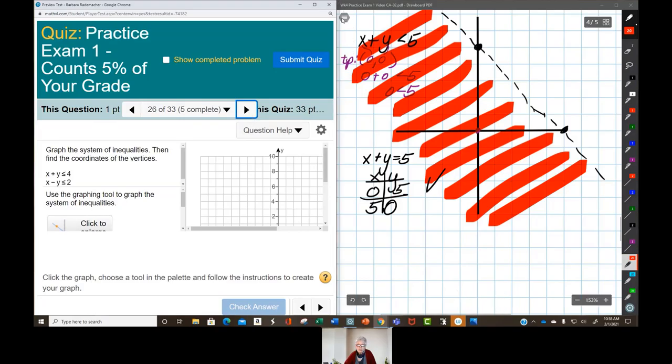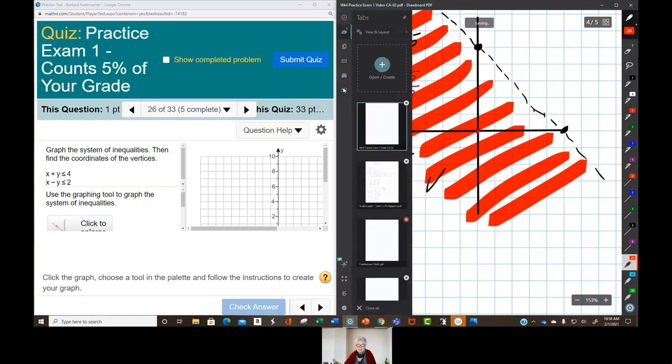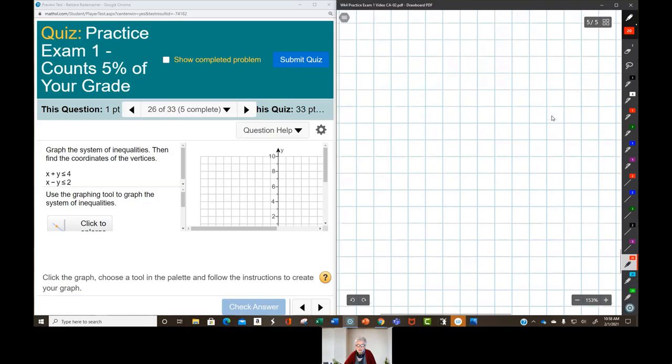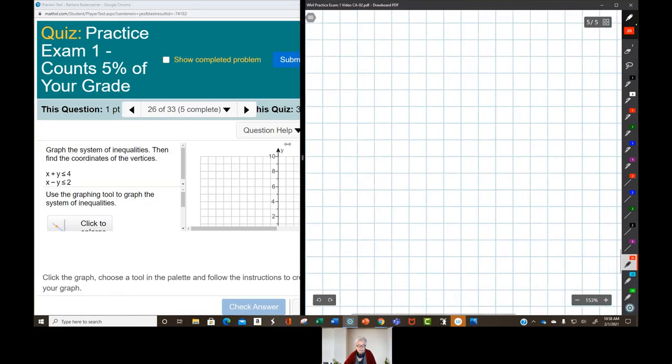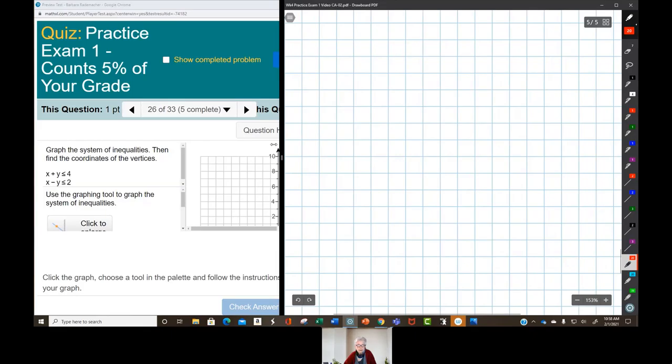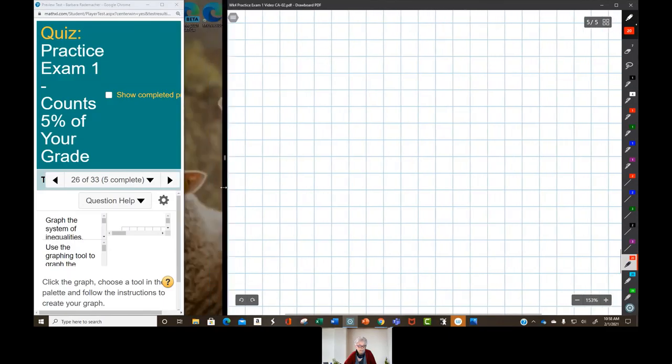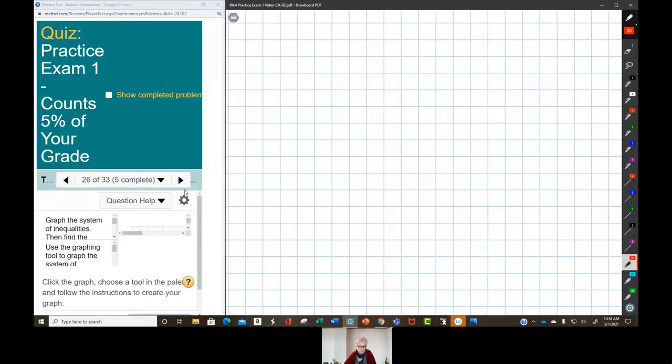Okay, now save that. And see, I'm going to work on doing my own little sketch of this. Oops, back up. There we are. We have to graph it and we have to find the vertex.